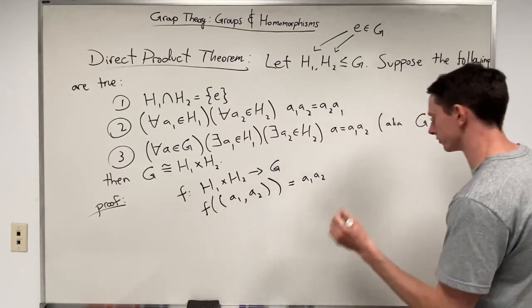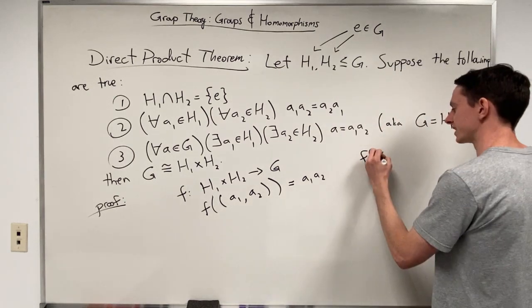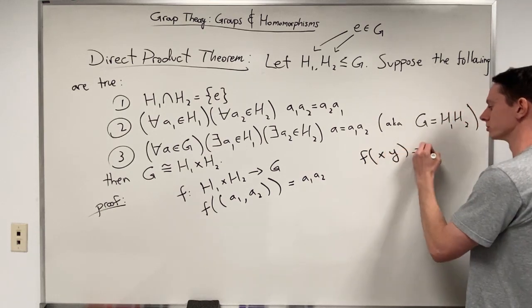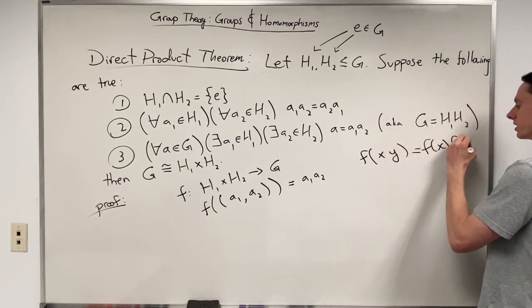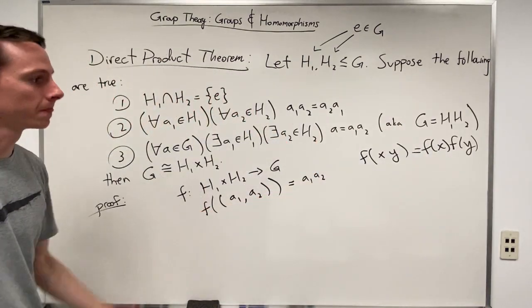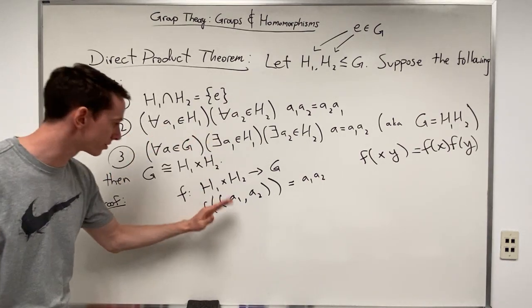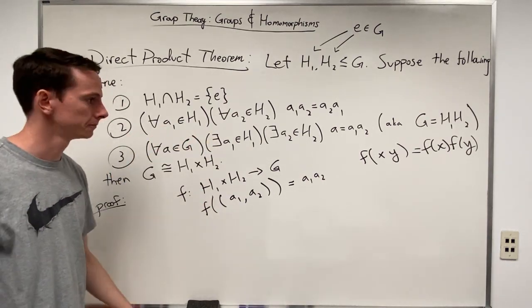Let's quickly remind ourselves what it means to be a homomorphism. Basically, any function between groups that satisfies f of x times y equals f of x times f of y. This is a function that preserves the group structure. This is what it means to be a homomorphism. So we need to show that this is true for this specific function f right here.